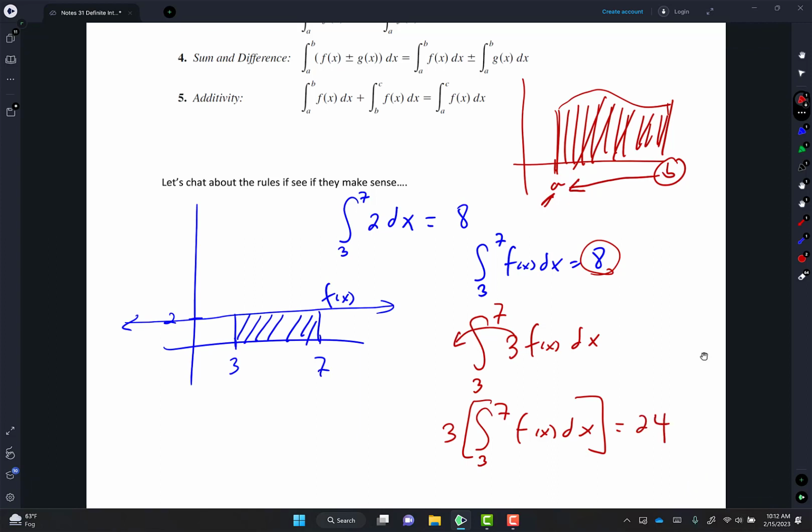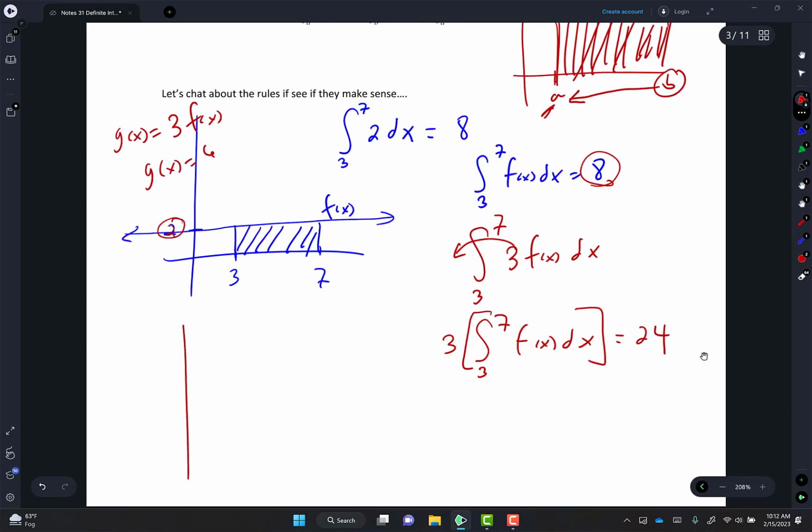You guys ready? Oh, what happened, Alvarez? Ask. Okay, let's see if this is true. This is just a rectangle. I'm going to call it g of x. g of x is 3 times f of x. What is 3 times 2? So g of x is just 6. Do you guys agree? What if I'm 6 all the time?